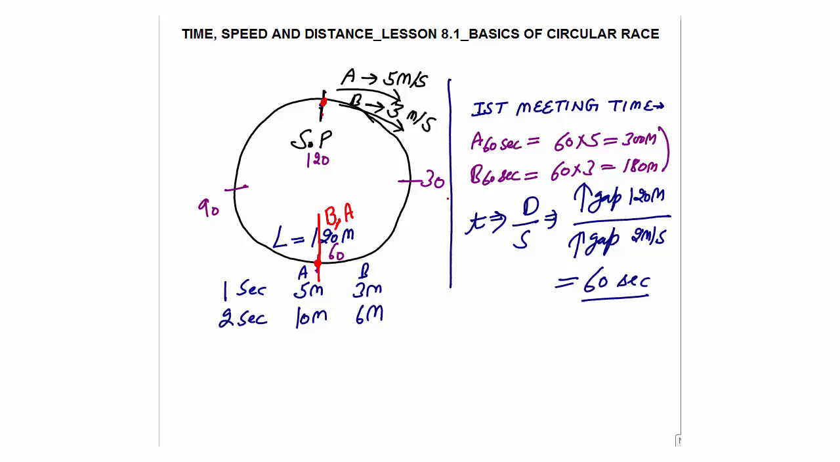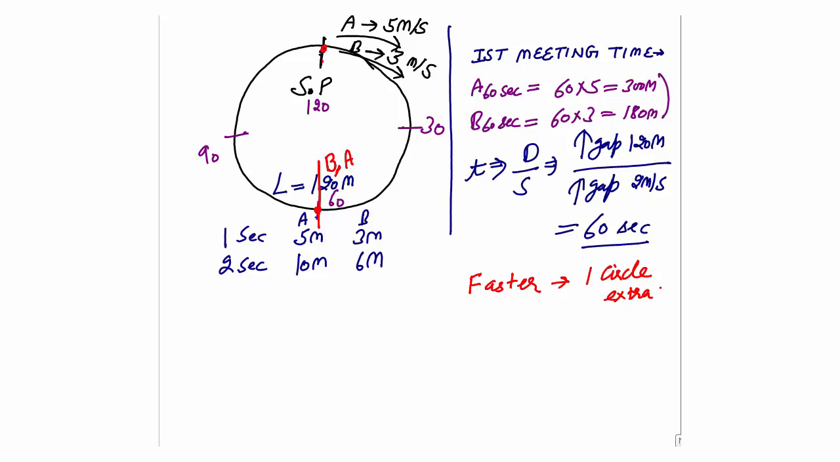So a very important concept: when two runners are running in the same direction and their meeting took place, the faster one always covers one circle extra. The faster one covers one circle extra for each and every meeting. Now that was the first meeting.